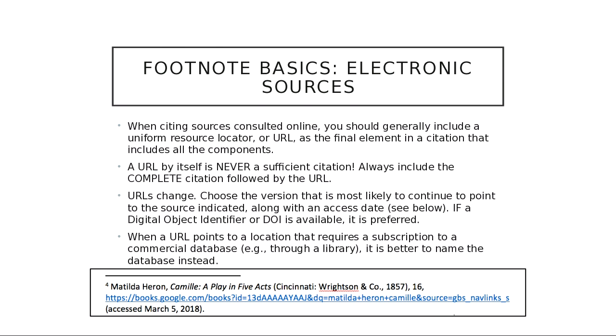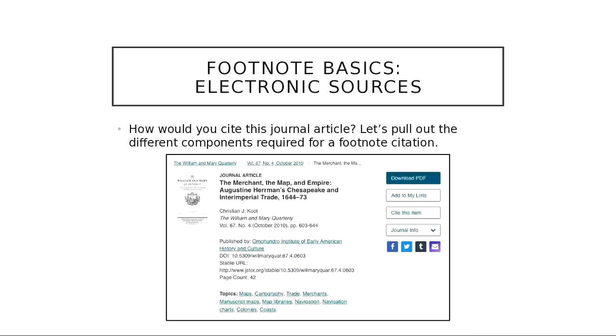So I wanted to give us a chance to practice this a little bit, and maybe we may have time at the end, but I thought what we could do with this is to pull out all the different components of this journal article that you would need to do a citation. So we need to start with our author right here. We have a comma, then we have our title here.